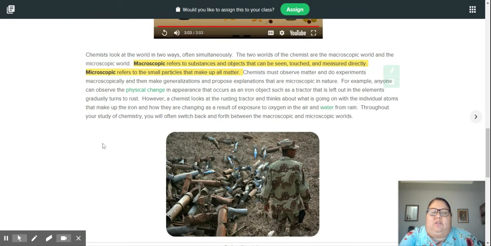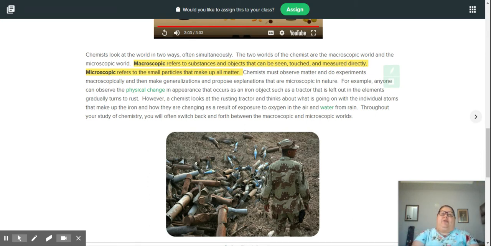Chemists look at the world in two ways, often simultaneously. The worlds of chemists are a macroscopic world and a microscopic world. Macroscopic refers to substances and objects that can be seen, touched, and measured directly. Microscopic refers to the small particles that make up all matter. Chemists must observe matter and do experiments macroscopically and then make generalizations and propose explanations that are microscopic in nature.